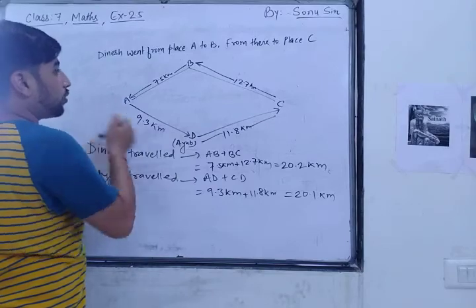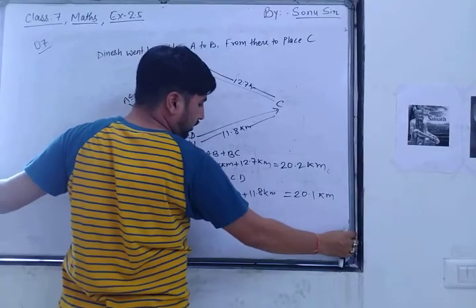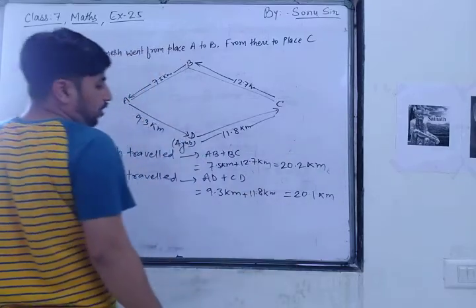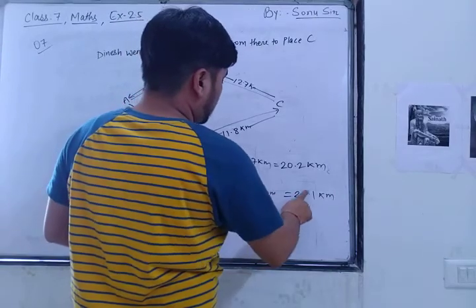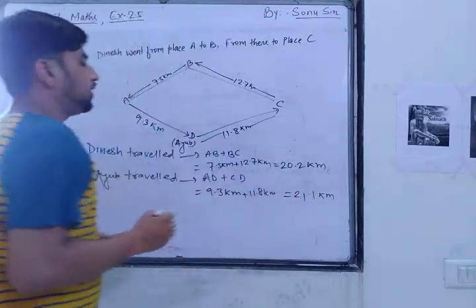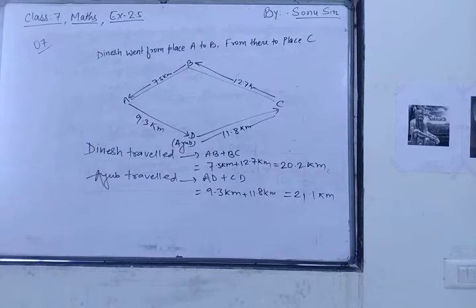Now can you see me? Who had traveled more, Ayub or Dinesh? It's very easy. As you have seen, the question already says who traveled more and by how much. As you can see, Dinesh had traveled 20.2 and, sorry, Ayub 21.1, right? So Dinesh traveled 20.2 and Ayub traveled 21.1. So first of all, Ayub traveled more distance.